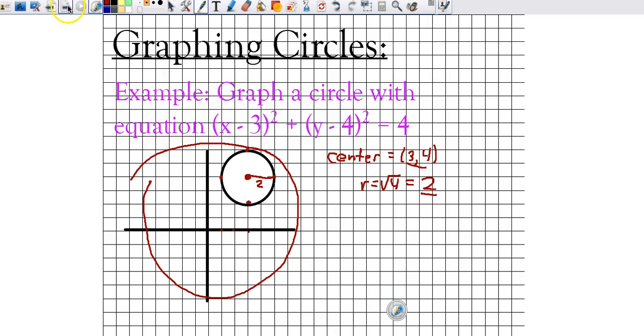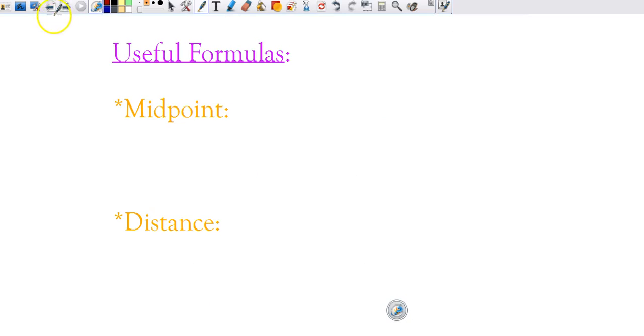All right, moving on. We're going to use 2 formulas that hopefully you are familiar with. We've used them a couple times before, midpoint and distance. So I'm going to go ahead and write those on here. You want to memorize these by the end of the unit as well.